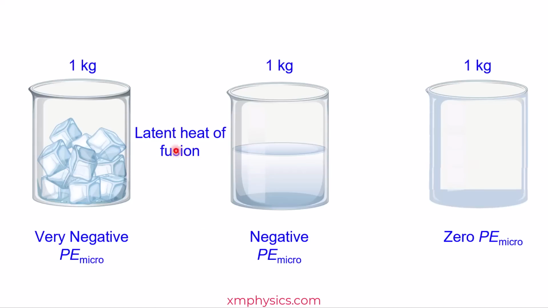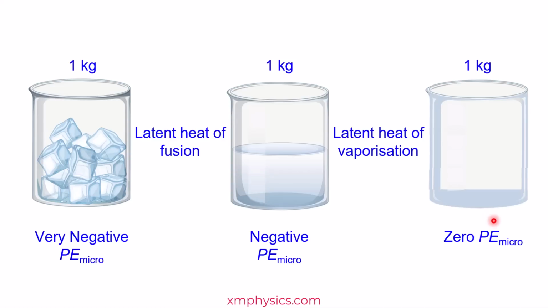That's why you need to supply the latent heat of fusion in order to melt the ice. Where does the latent heat of fusion go? It goes into increasing your microscopic PE so that it goes from very negative to not so negative. And similarly, you need to supply the latent heat of vaporization in order to boil the water. Where does this latent heat go to? It goes into increasing your PE from some negative value to 0.